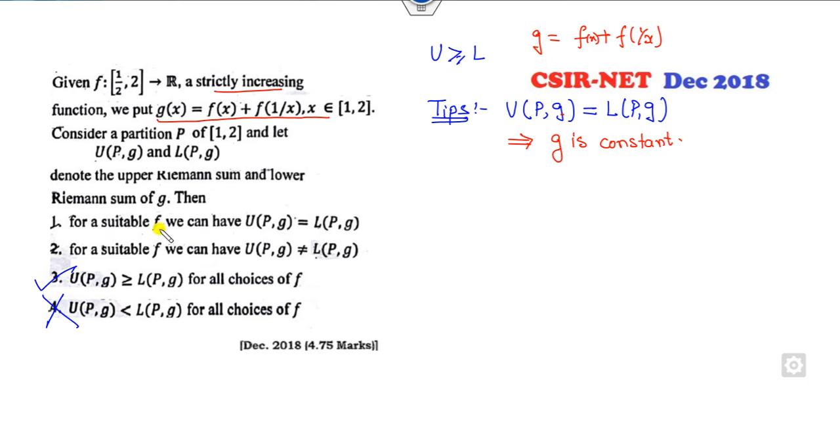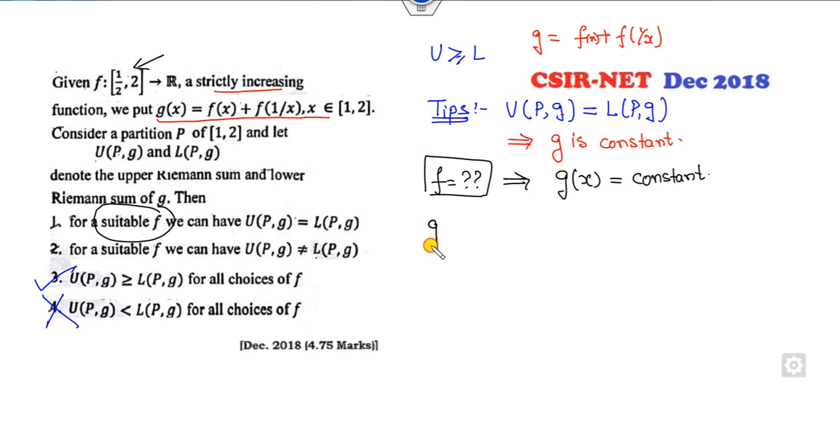What is the statement saying? For a suitable f, can you choose a function f over this domain? This implies g of x is a constant. If we are able to choose such an f, then we can say this option is correct.